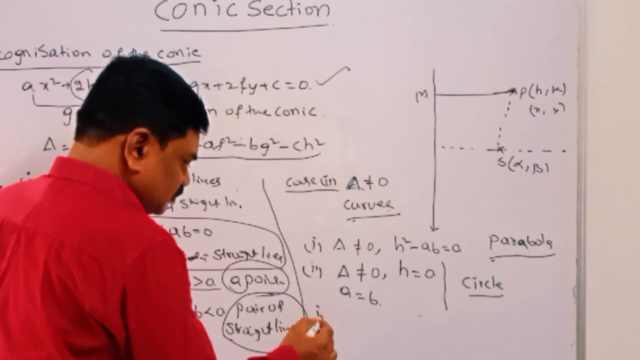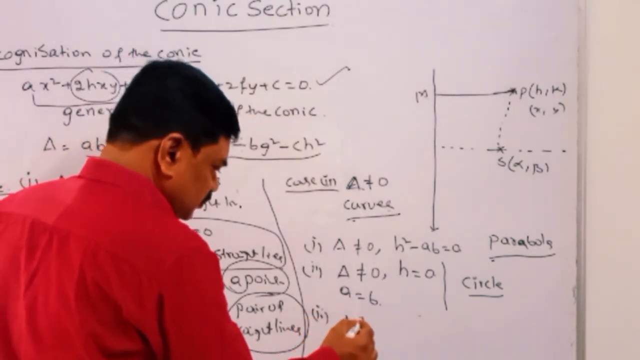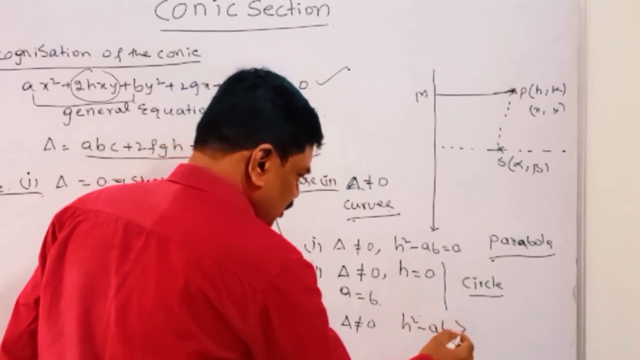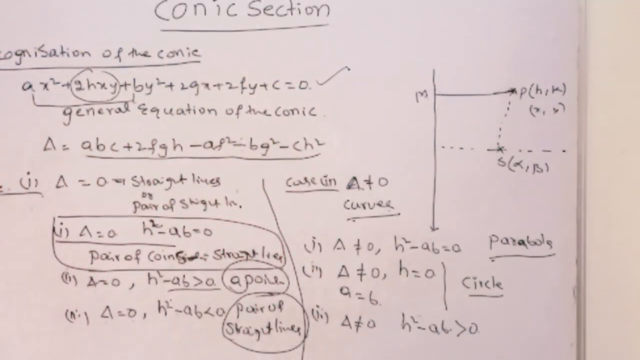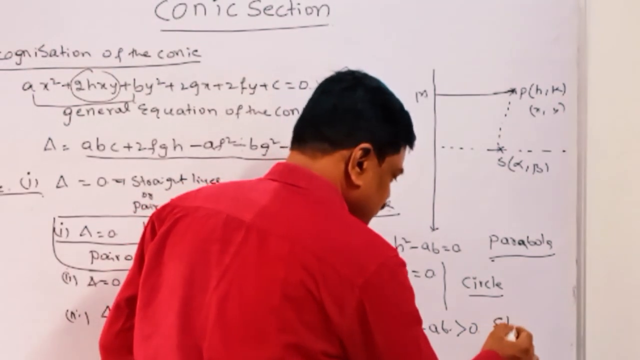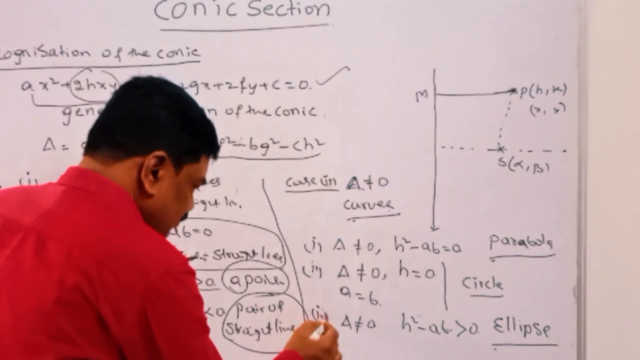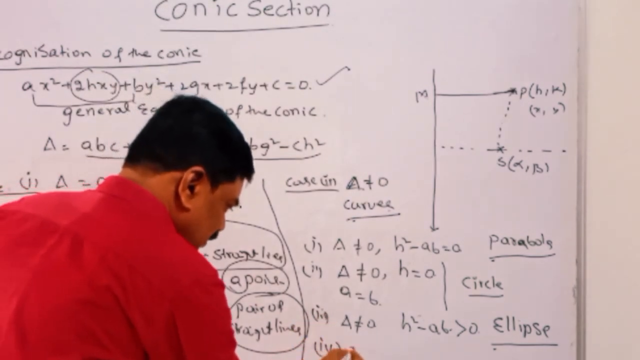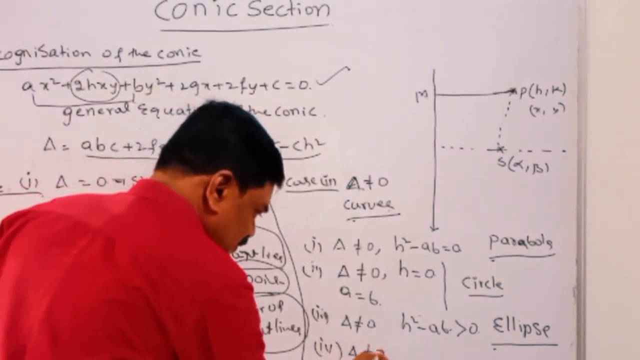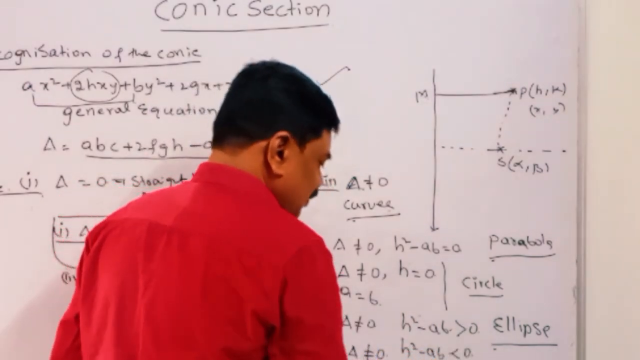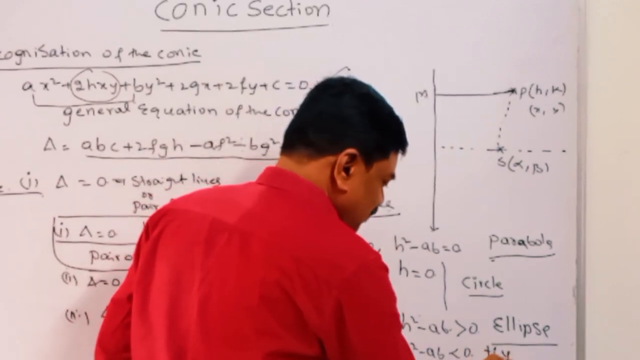Next, third one. Delta not equal to 0, h square minus ab greater than 0. It represents an ellipse. Fourth one, if delta is not equal to 0, h square minus ab less than 0, it represents the hyperbola.